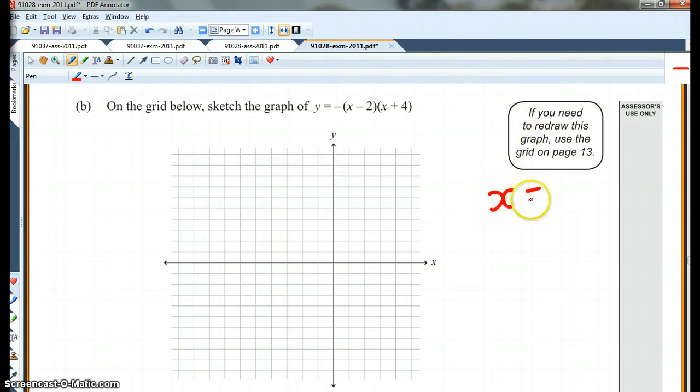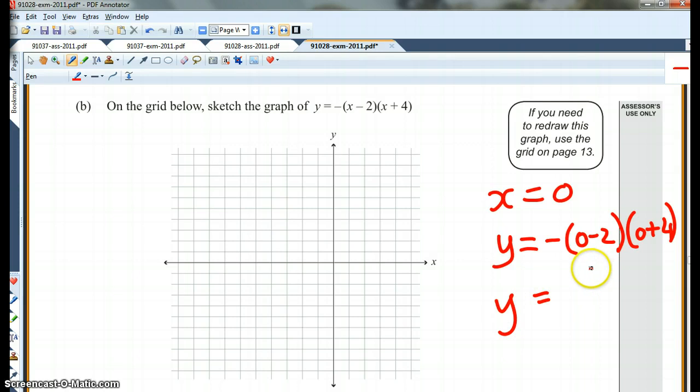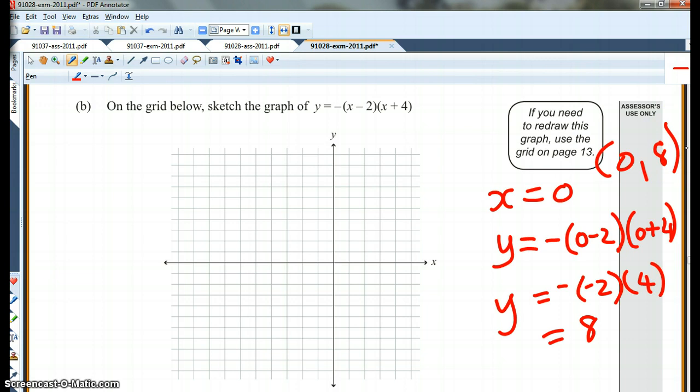What happens when x equals 0? What does y equal? Negative (0 minus 2)(0 plus 4), correct? So y equals, you're going to have negative 2 times 4. What's that? 8. So when x is 0, y is 8. Does that make sense? So I'm going to go 1, 2, 3, 4, 5, 6, 7, 8. Alright, that's my 8. Does that make sense?